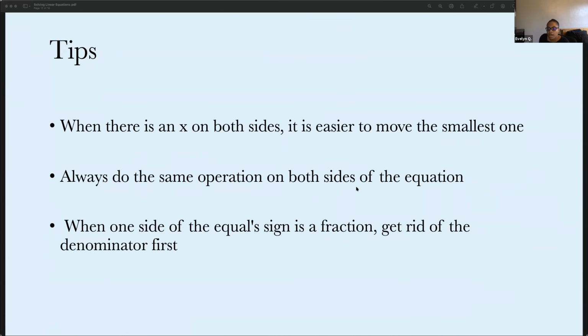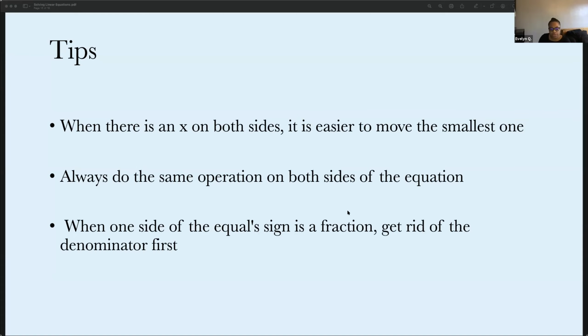So when there are x's on both sides, it's easier to move the smallest one. In all of the equations that we've been going through, I have moved the smallest x just to avoid us using so many negative numbers in our calculations. Also, always do the same operation on both sides. Sometimes students forget: if I'm subtracting 4 on the left hand side, I have to subtract 4 on the right hand side. Don't forget to do the same operation on both sides.